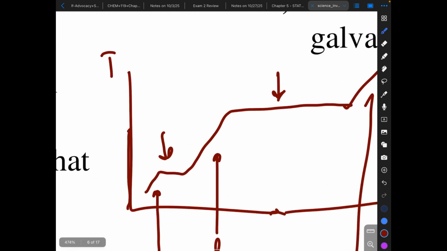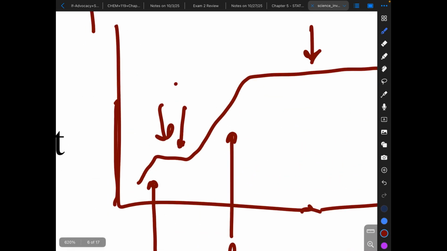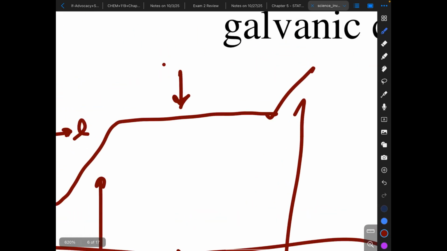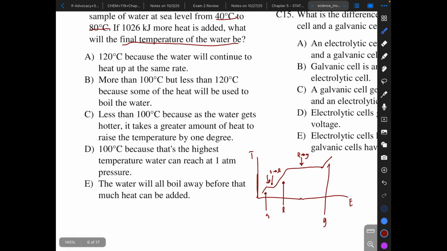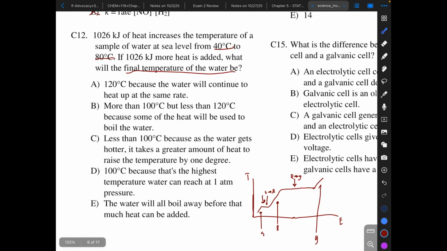So see this flat line over here? That's when it's going from a solid to a liquid. This flat line here is when it's going from a liquid to a gas. During phase changes, the temperature will not increase despite your adding energy to it.